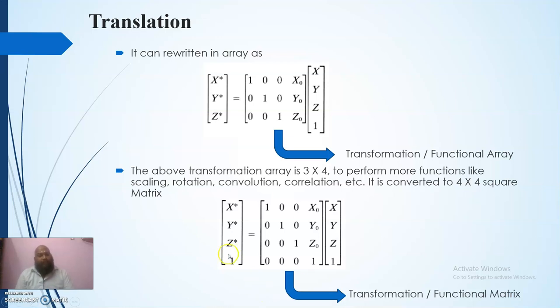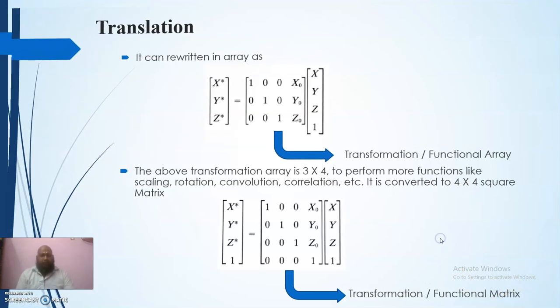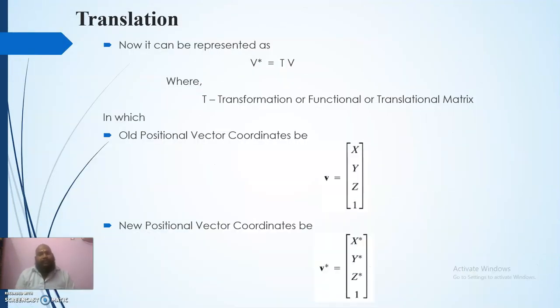So for that purpose, we are appending some zeros and making the array a two-dimensional square matrix. We are creating a square matrix so that more computations can be carried out. So finally, we got this mathematical array, the functional matrix of translation. So this matrix gives the translational function.